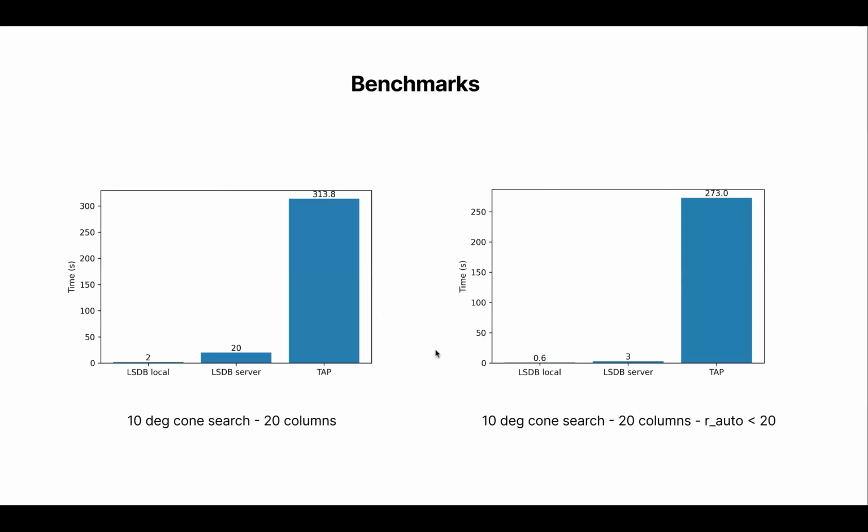So here I have other benchmarks, for a 10-degree cone search with 20 columns. You can see that nothing comes close to LSDB local.